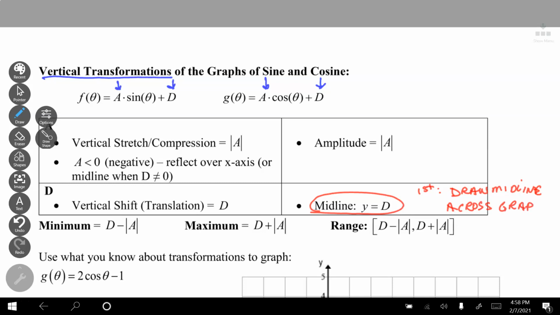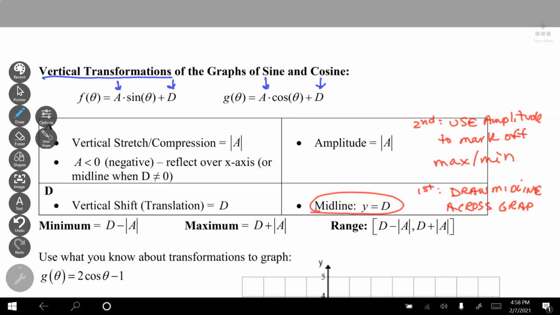So even though it's at the end, to me, I might as well draw that midline first. Second thing I do is the amplitude. Now the amplitude is just a positive number, cannot be negative. And I use the amplitude to mark off where the max and minimum values are on the graph from the midline.